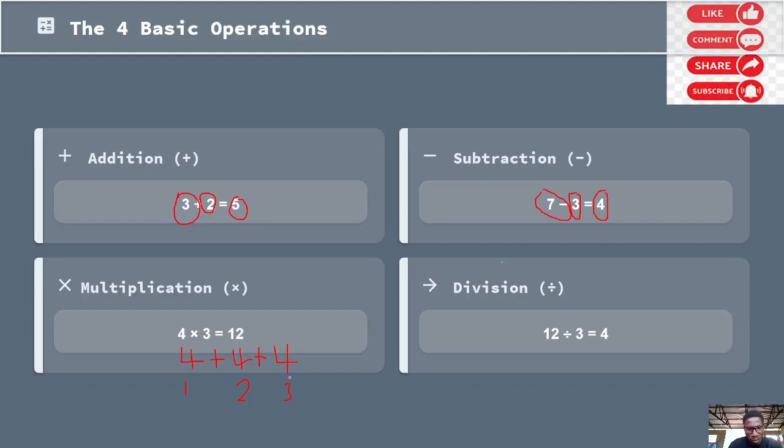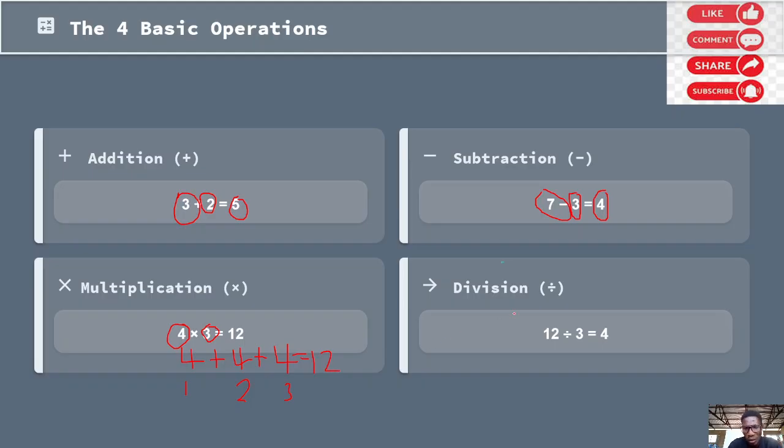So when we are talking about multiplication, we are just talking about repeated addition. This number adding to itself this number of times. That is what it means. And when you add 4 to 4, we get 8. And 8 to 4, we get 12. All right, I believe you are following.